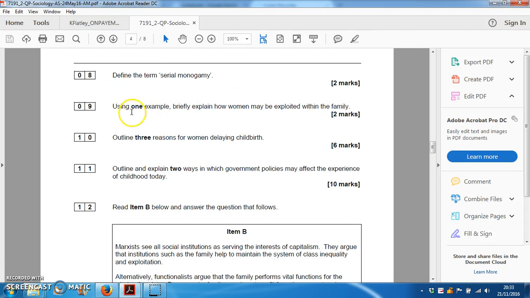Question 9 is asking you to give one example. So here, give what the example is of how women are exploited and say how that impacts the women within the family. Again, that would gain you 2 marks. Typically, according to the examiner comments, both of those questions were answered really, really well on last year's paper. Students really did know the definitions and they could use an example and explain.